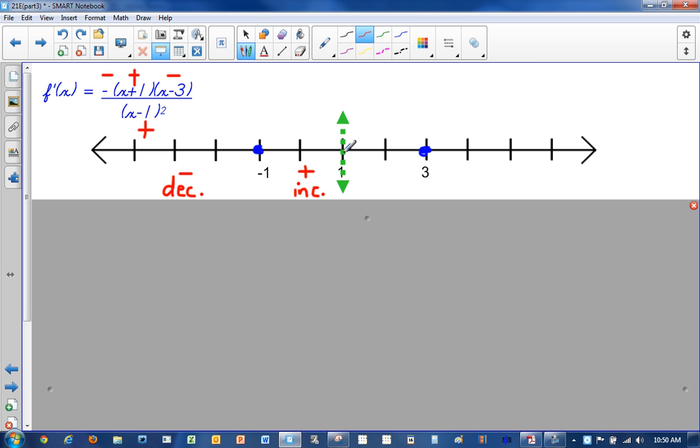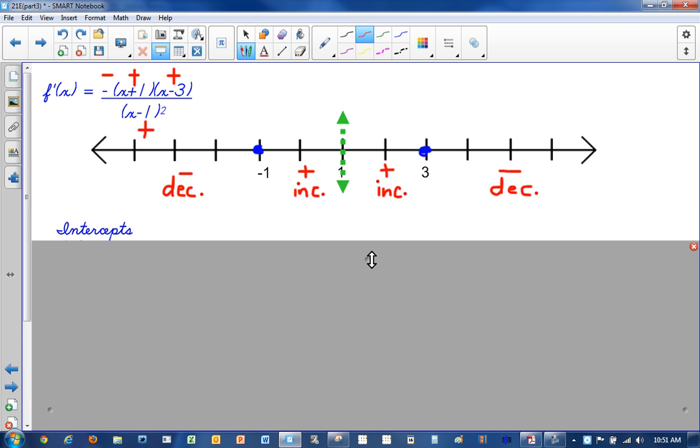Now between +1 and 3, I'll try a number like 2. Well, the negative is still negative, 2 plus 1 is still positive, 2 minus 3 is still negative, and the denominator is always positive, so this is still positive, so the original function is increasing. Then after 3, I can try a number like 5. Negative is still negative, 5 plus 1 is still positive, and 5 minus 3 is now positive. Denominator is always positive, so I have a negative first derivative, meaning that the original function is decreasing.